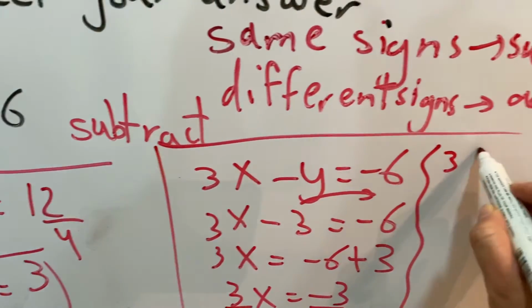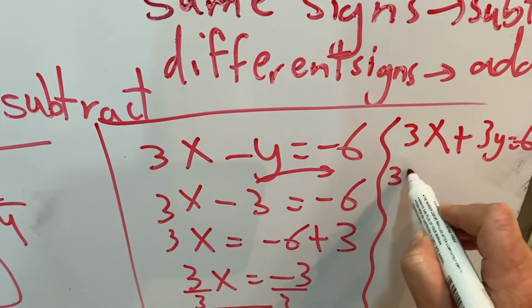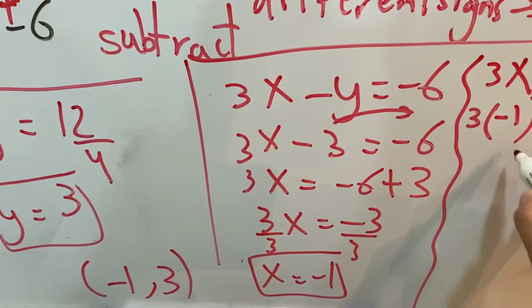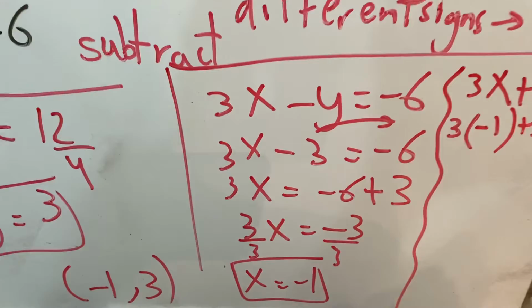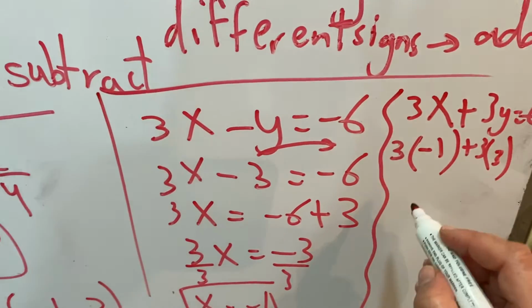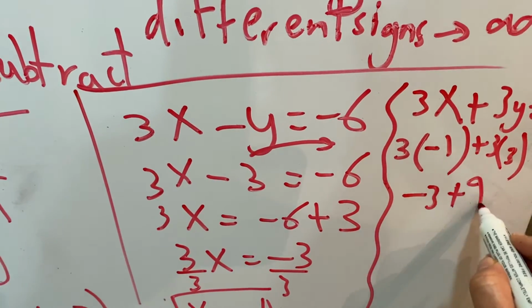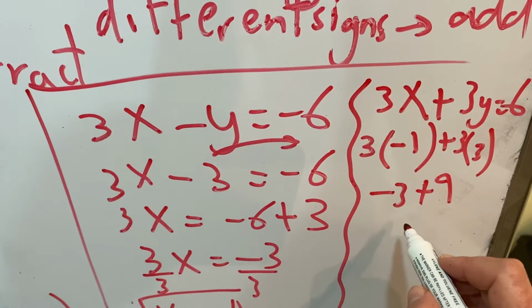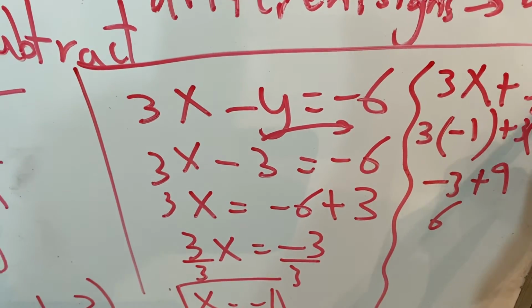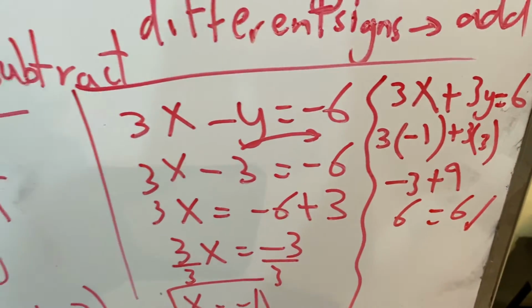The first one was 3x plus 3y equals 6. Now I will replace 3 times x, which is negative 1, plus 3 times y. How much is the y? It's 3. So 3 times negative 1, which is negative 3, plus 3 times 3, which is 9. Negative 3 plus 9, which is 6. Is it equal to the other side? Yes, it's equal to 6. So my answer is correct.